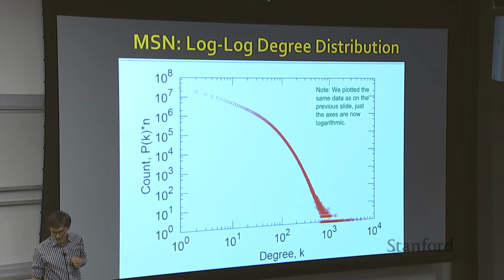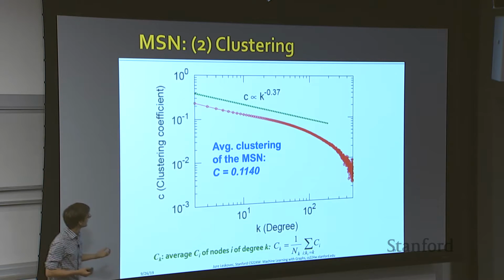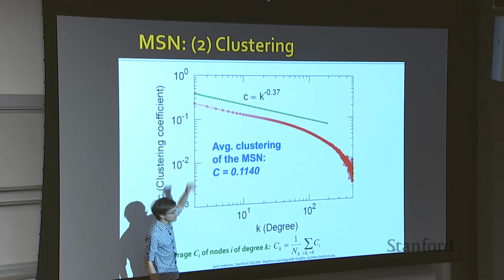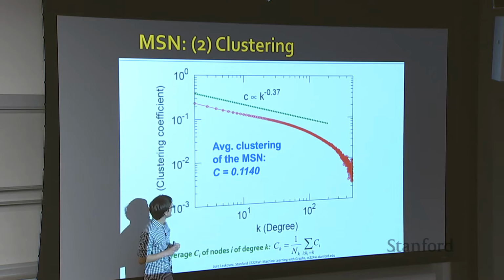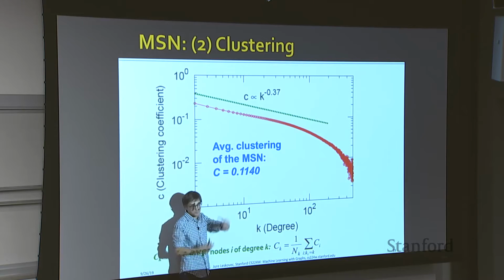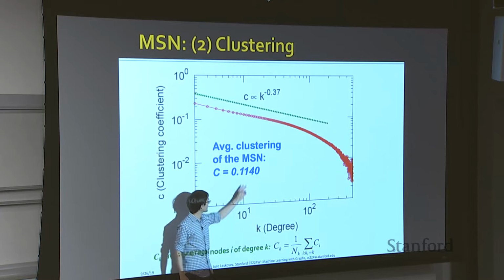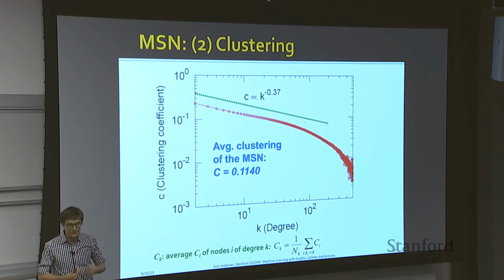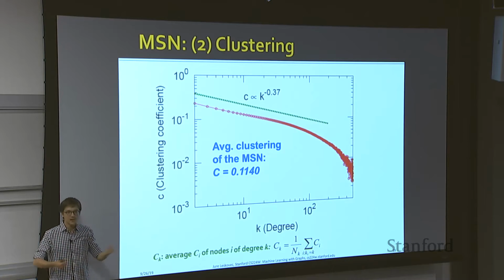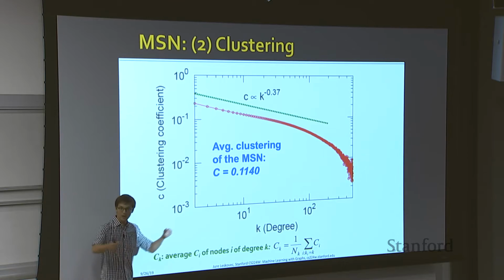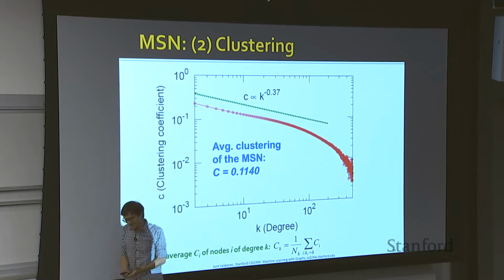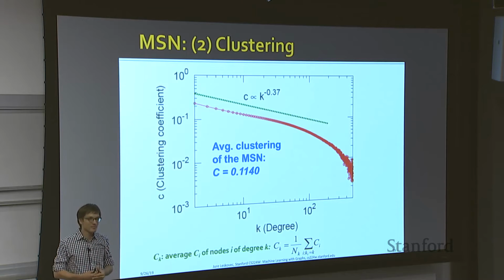In terms of clustering coefficient, here I'm plotting, for every degree, the average clustering for the nodes of that degree. But essentially, if you compute the average clustering over the entire graph, the clustering is 0.11. So about 10% of one's friends know each other, or are connected to each other. Right now, it's not clear whether this is big, small, impressive, or not impressive. It's just a number, 0.11.